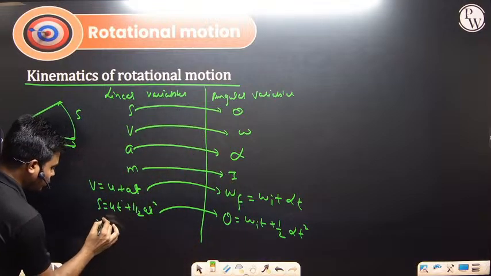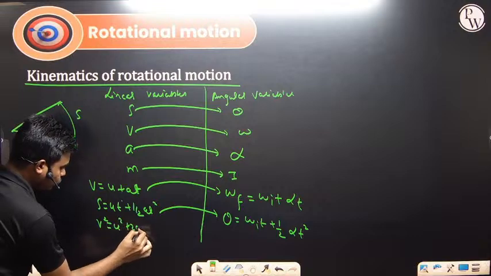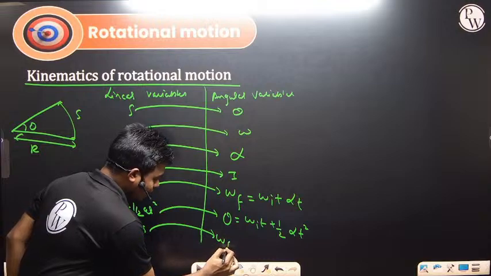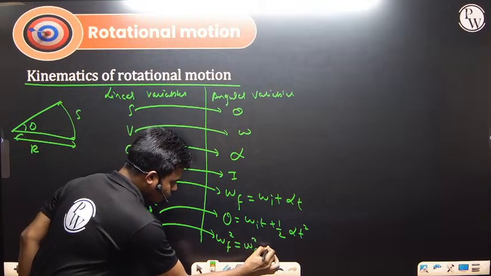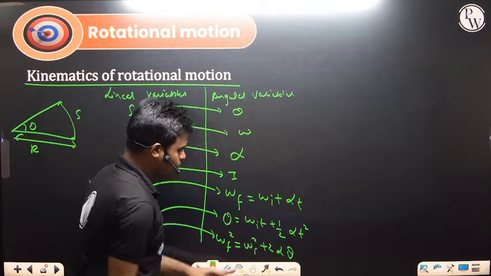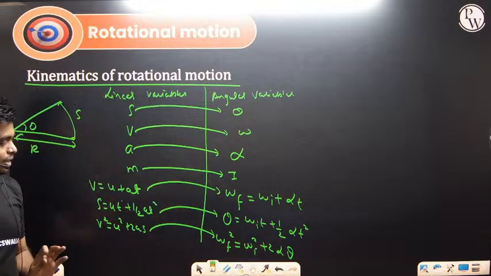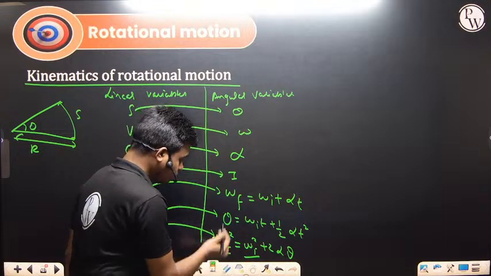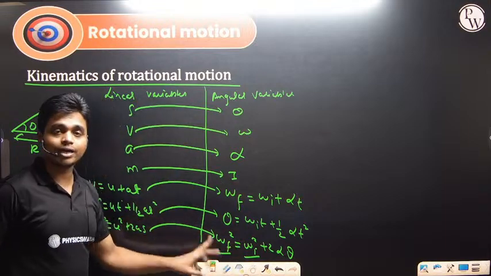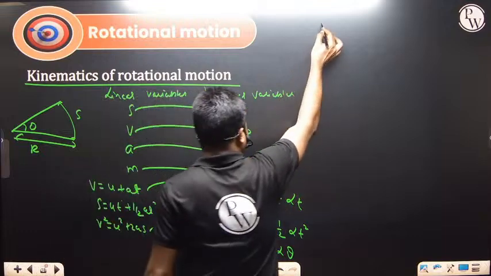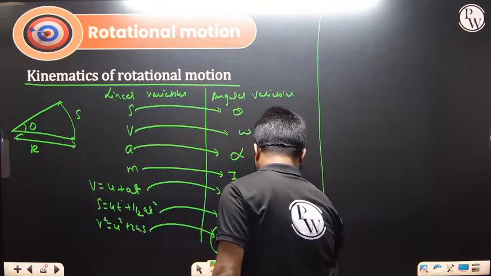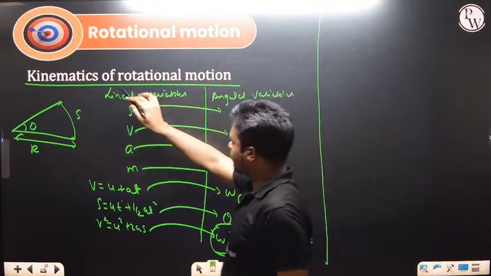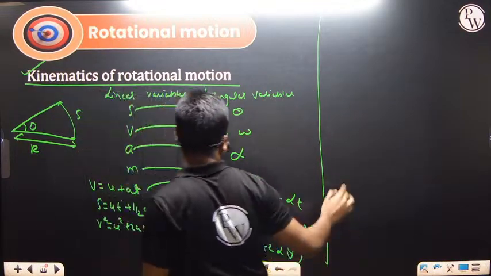Next we have v square equals u square plus 2as. Corresponding, omega final square equals omega initial square plus 2 alpha theta. What is alpha? Angular acceleration, theta is the angular displacement, omega initial is the initial angular velocity, and omega final is the final angular velocity. These are the kinematics of rotational motion.